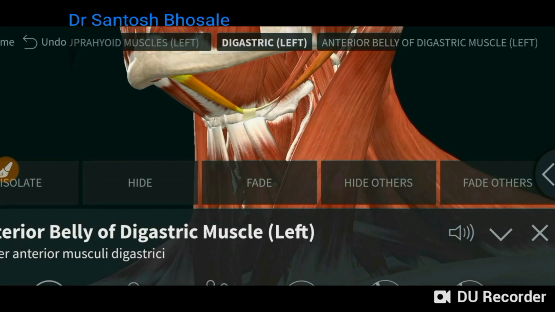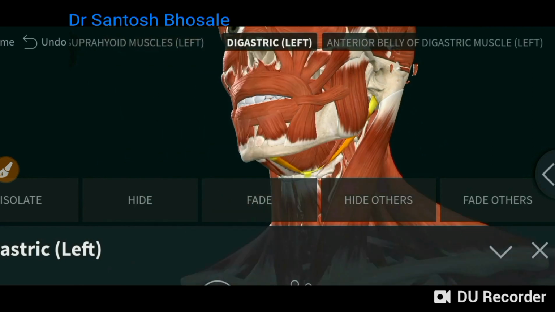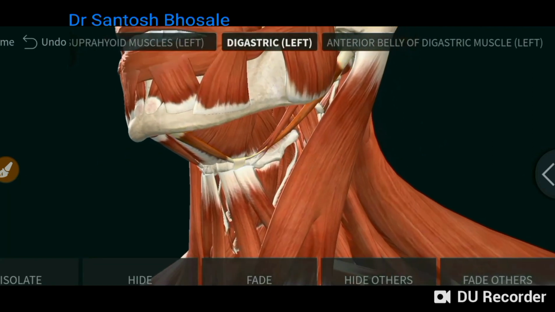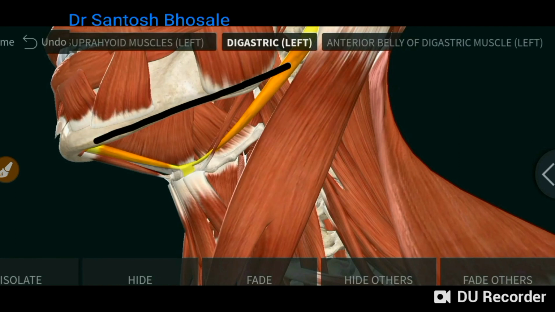You can see the boundaries of the digastric triangle there, that is the digastric muscle having two bellies. Di means two, gastra means belly, two bellies. A muscle with two bellies is called digastric. You can see anterior and posterior belly. Above you can see the lower border of the mandible and line joining the angle of mandible to mastoid process. So, these are the boundaries of the digastric triangle, also called the submandibular triangle.